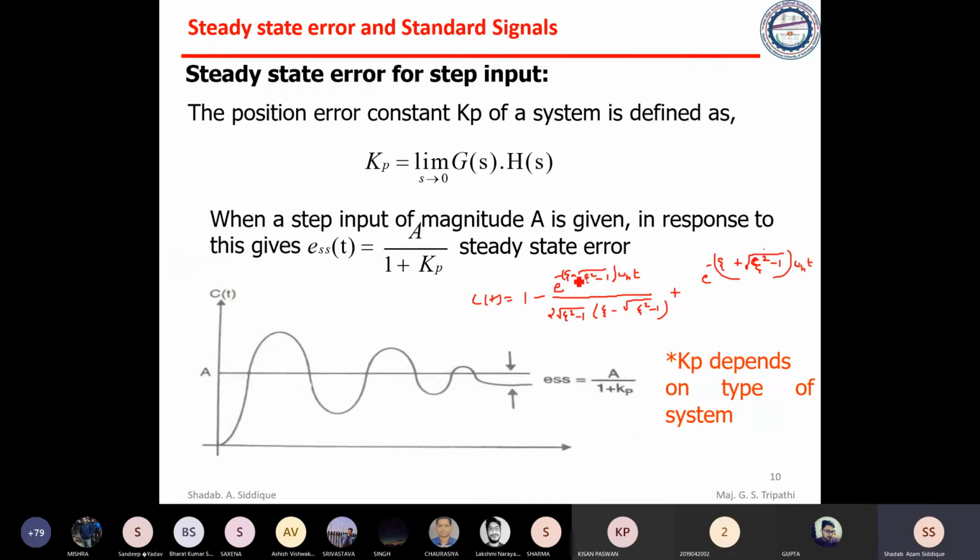Only the minus sign here will be a plus sign, and all the terms will be the same. So you can write this as 2 square root of zeta square minus 1, into zeta minus square root of zeta square minus 1. So this is the response for zeta greater than 1, for an overdamped system.